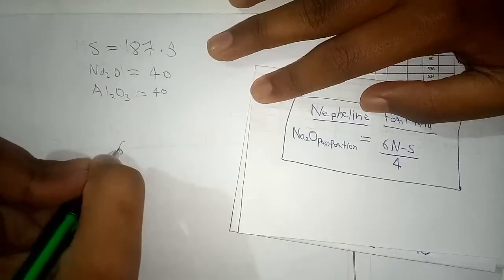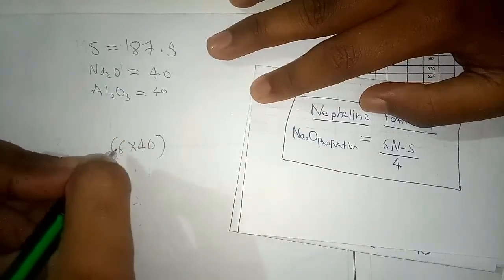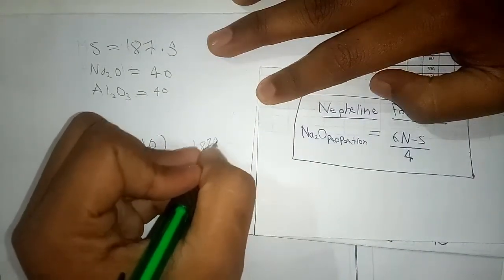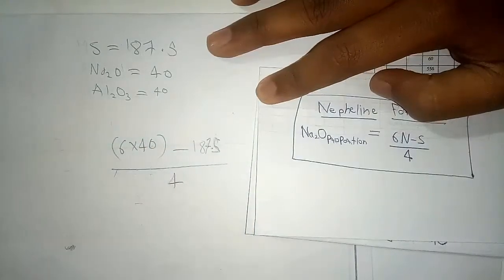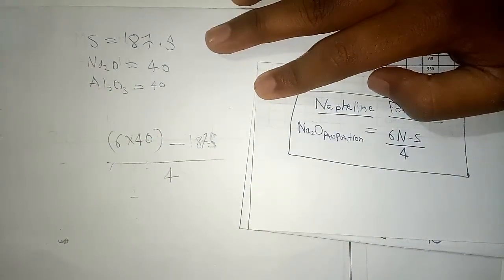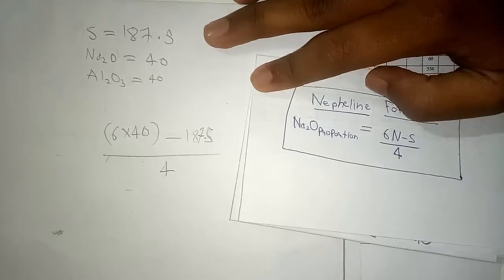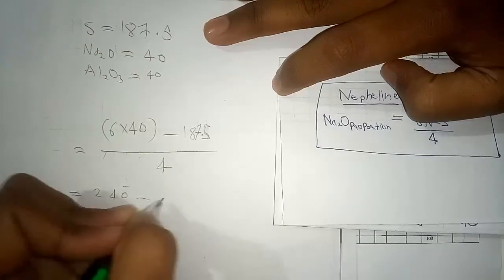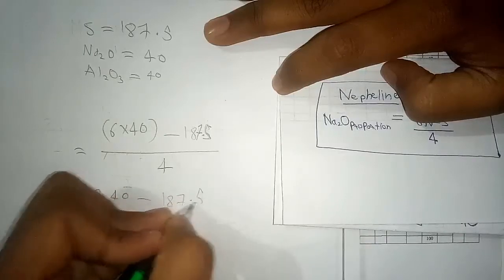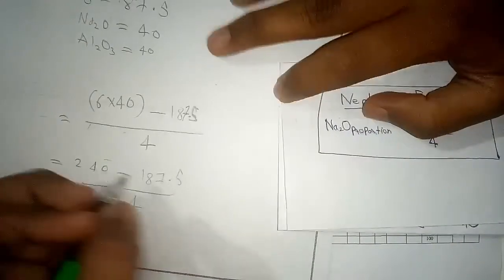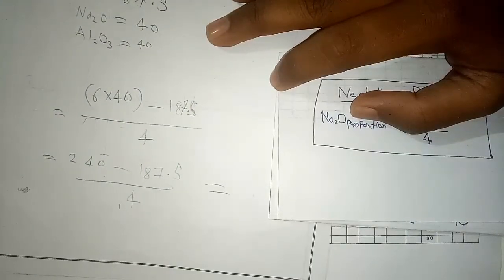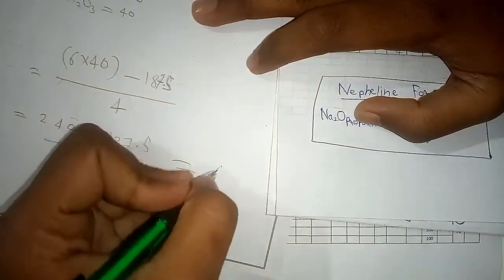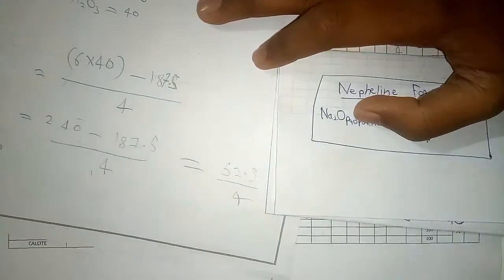6 into 40 minus 187.5, divided by 4, right? So 6 fours are 24, it is nearly 240, and this is minus 187.5 upon 4, which will be equal to 52.5 divided by 4.